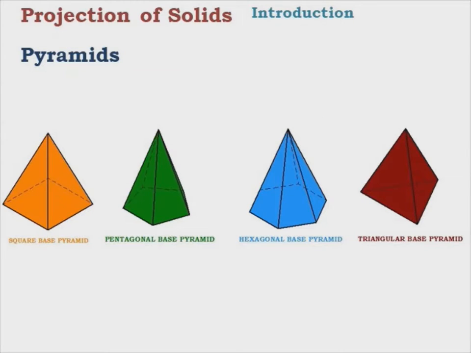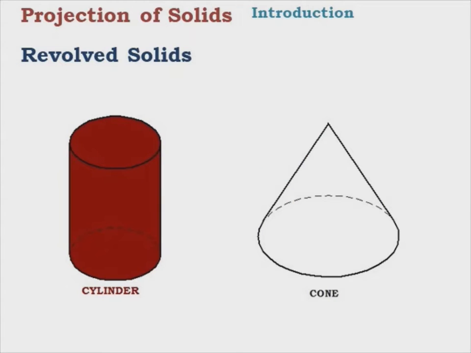These are few pyramids, and based on the shape of their base, they are named as square based pyramid, pentagonal based pyramid, hexagonal based pyramid, and triangular based pyramid. Revolved solids are generated by revolving about an axis. Example, cylinder, cone.